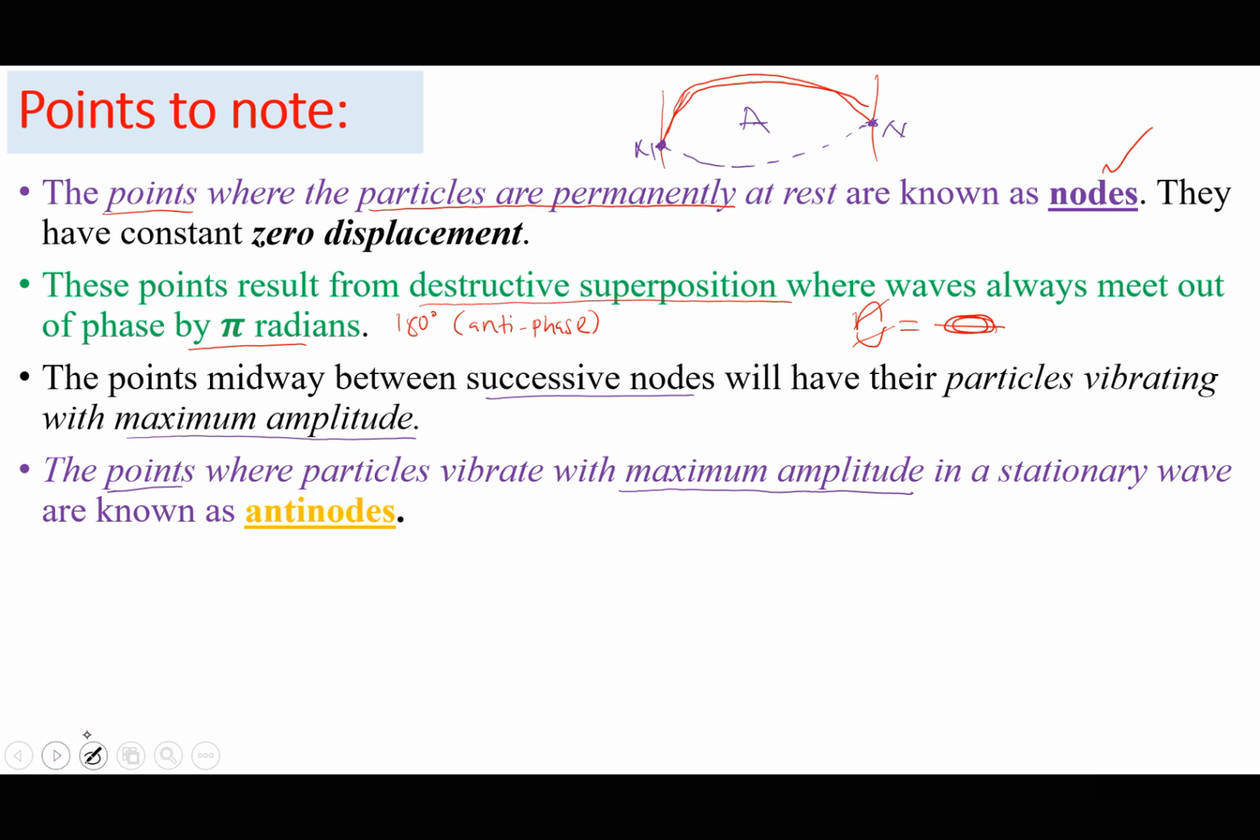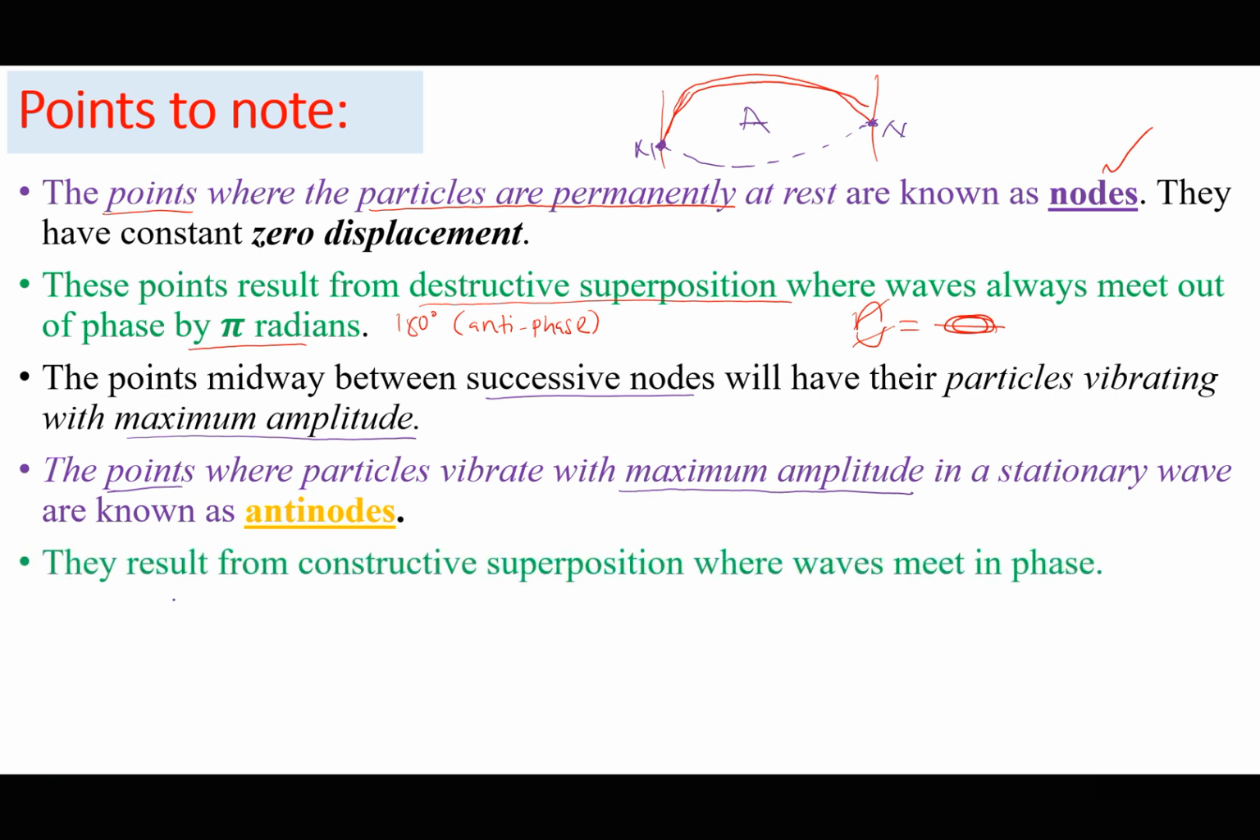These result from a constructive superposition or constructive interference, which we shall explore in more detail. This is when waves meet in phase. For example, a crest meets with another crest and they align up, or a trough meets with another trough. Remember, these two waves are supposed to be moving in opposite directions. A trough of a wave moving to the right meets with a trough of a wave moving to the left. This results in constructive superposition or constructive interference, which we shall talk about in more detail in another lesson.